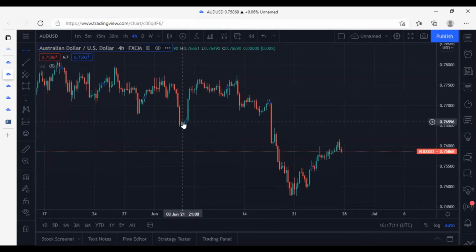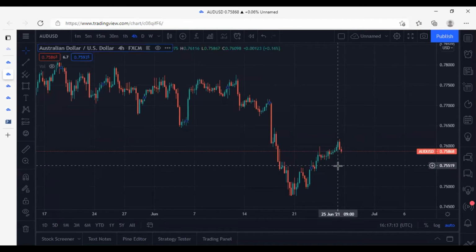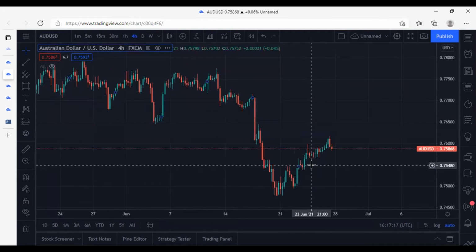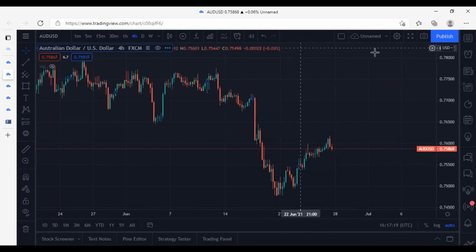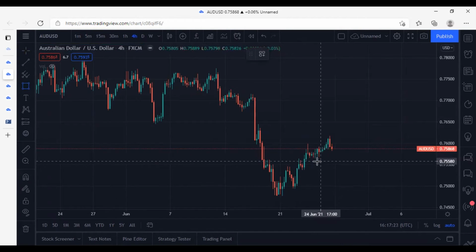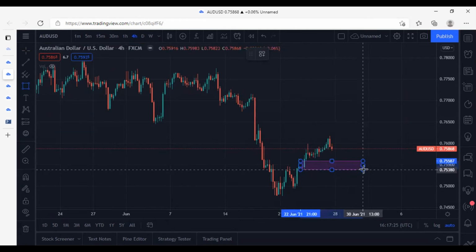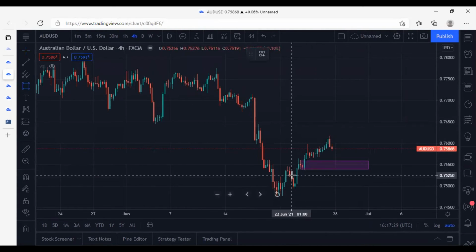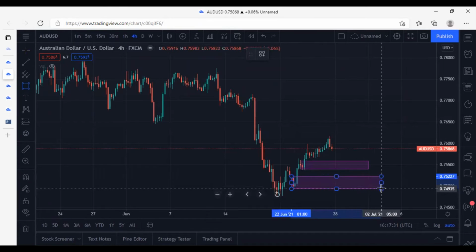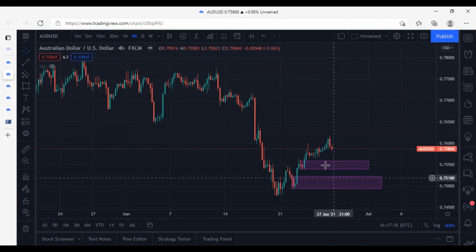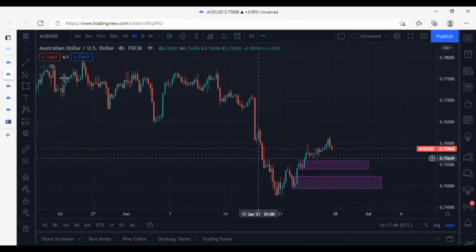All right. So here we are. For now, I don't really have any straight setup on AUDUSD. If I see the markets coming down to take out this liquidity, then I'll be looking towards this particular area and this particular last candle here. So if I have the markets coming down to these two areas, these are my points of interest.